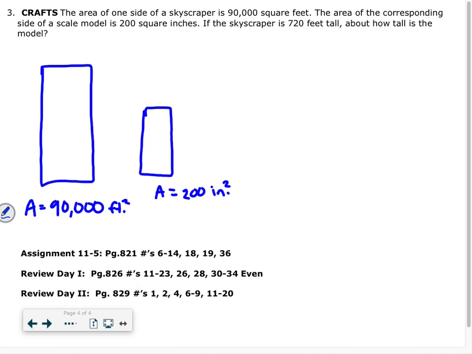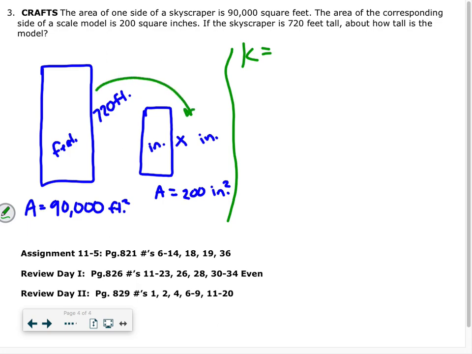If the skyscraper is 720 feet, so let's label that 720 feet tall, how tall is the model? So we're figuring out that. Now notice this one is all measured in feet, which means this one is going to be all measured in inches. We do not need to convert. We just know that when we figure out what this answer is, it's going to be in inches. So let's start with our scale factor. It doesn't really matter, just be consistent. If we go from 720 to x, then we need to make sure we go from the 90,000 to the 200. So let's go with 720 over x.